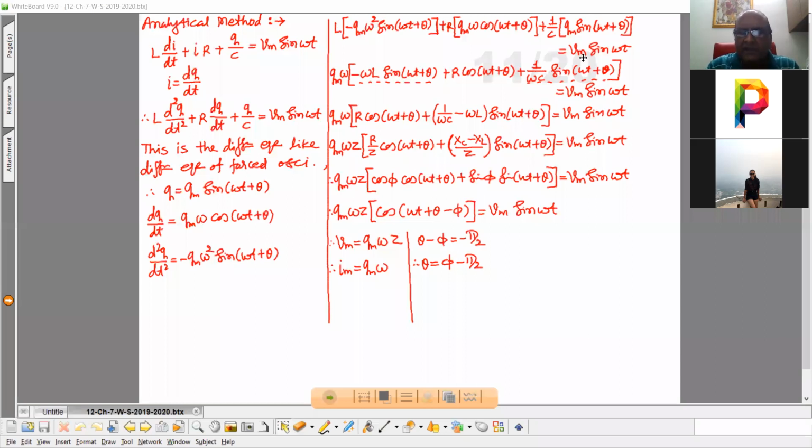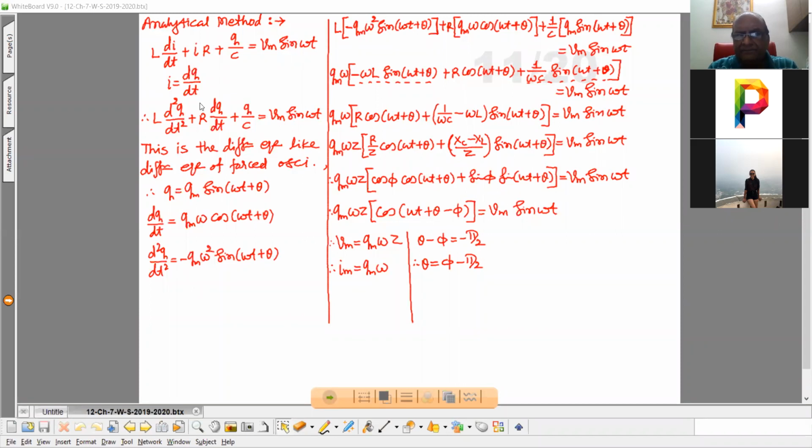Now, analytical method to derive the equation of the current for LCR series AC circuit. Now, as per Kirchhoff's second rule, we can write L di by dt plus IR plus Q by C, that is equal to Vm sin omega t. But current I, that is dq by dt. So if we substitute I equal to dq by dt, then L d2q by dt2 plus R dq by dt plus Q by C equal to Vm sin omega t.